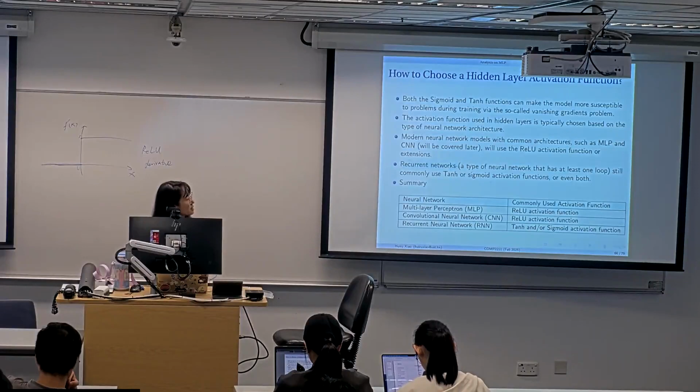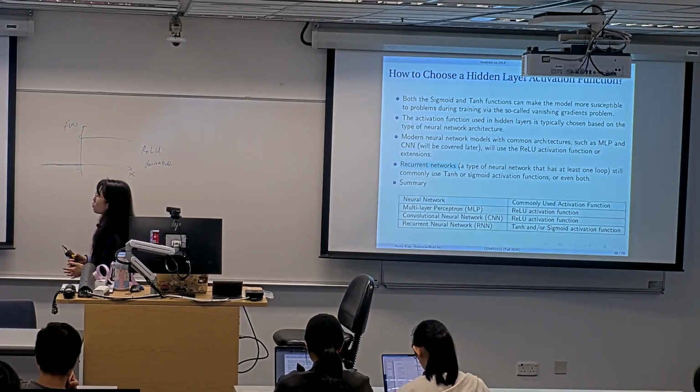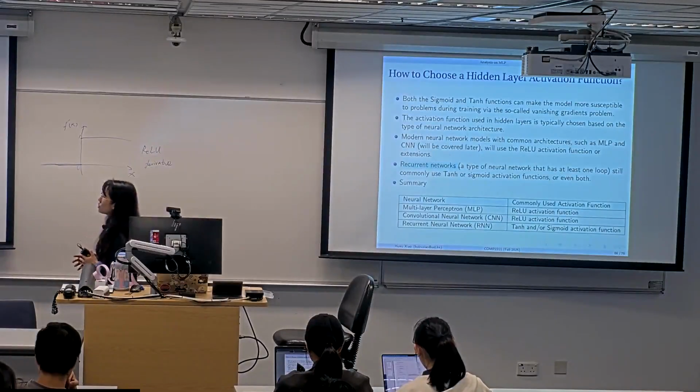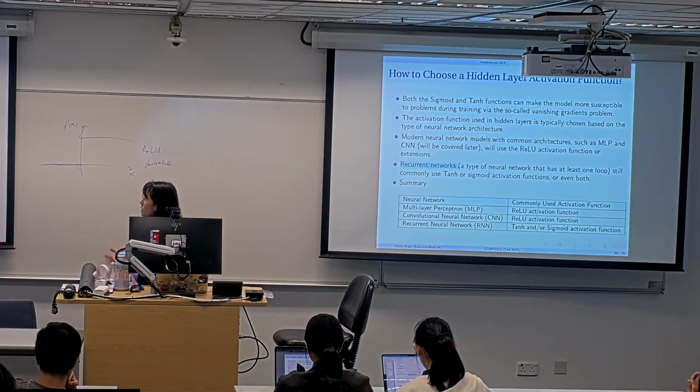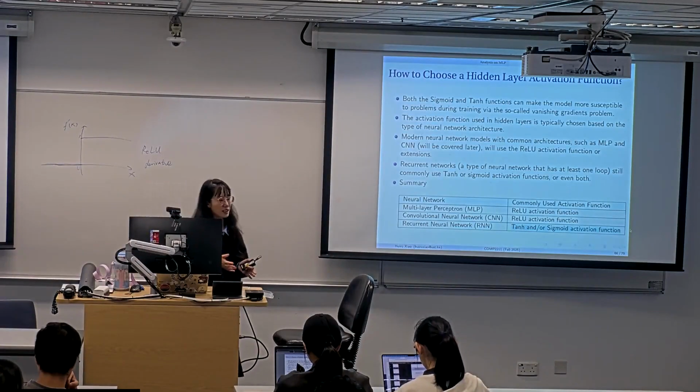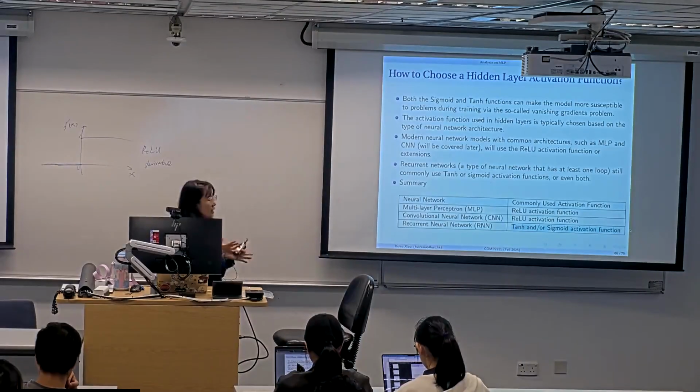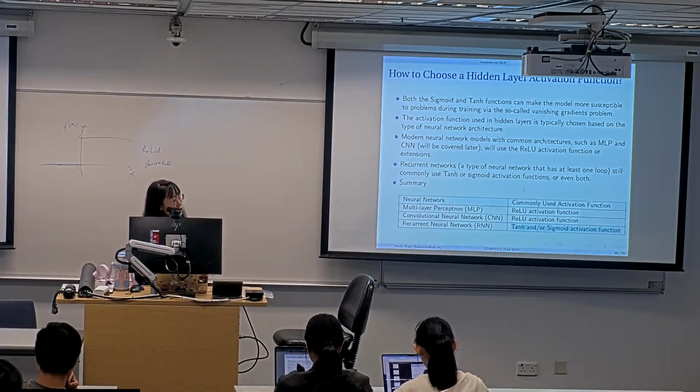That's the recurrent networks, RNN. An RNN is a type of neural network that has at least one loop, so the edges go back. For RNNs, they still commonly use the tanh or the sigmoid activation functions, or even both. So here is a summary. If we are using an MLP or CNN, then commonly we use the ReLU activation function in hidden layers. If we use an RNN, then commonly we use tanh or the sigmoid activation function, depending on the neural network architecture we're trying to learn.